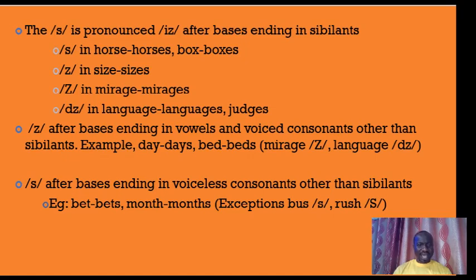The s sound comes after bases ending in voiceless consonants other than sibilants. Example, bet, we have bets. Month, we have months. Exception, bus, buses, not bushes.